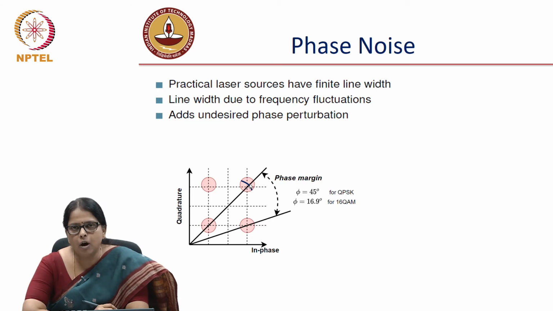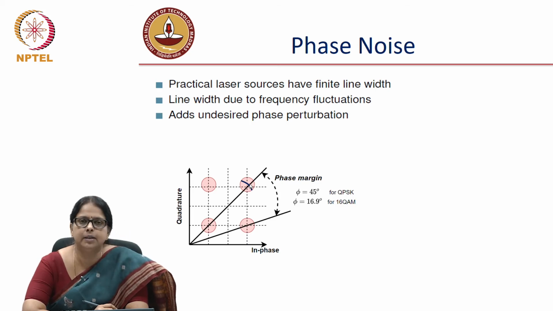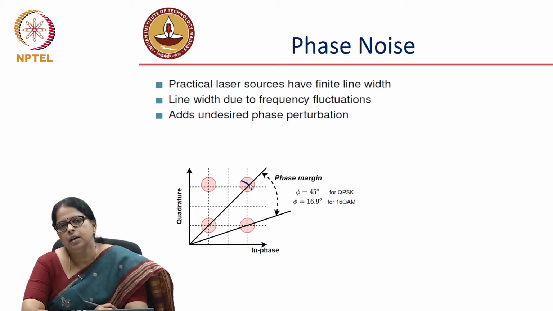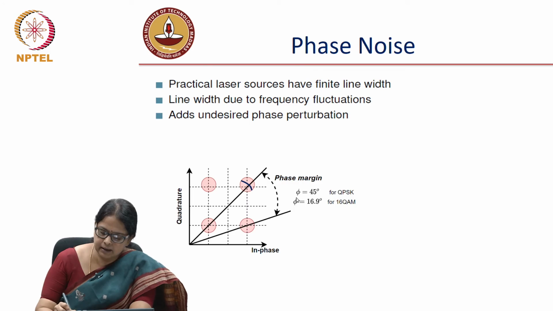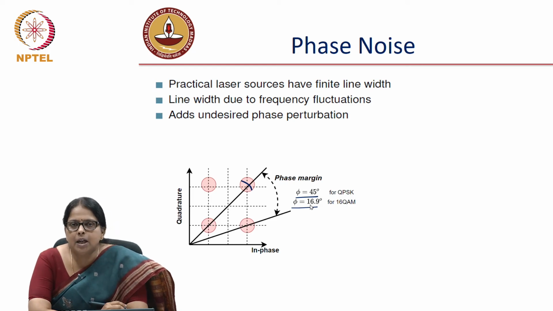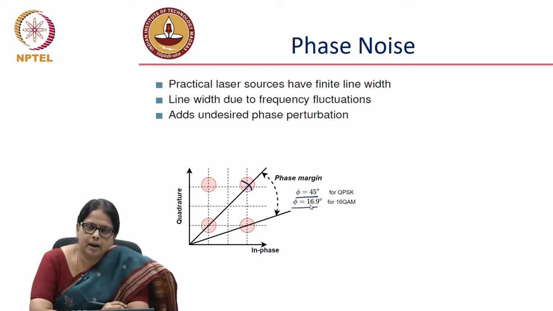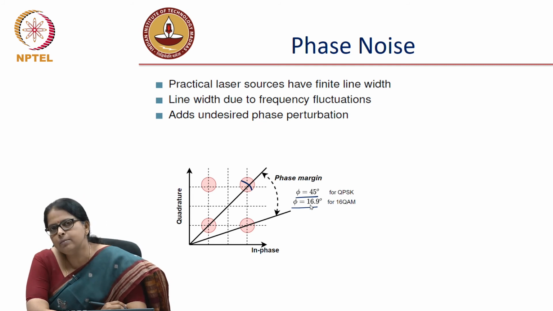And how do you know how much rotation is allowed? That is decided by what is called the phase margin. Phase margin is the minimum angle between the closest constellation points. In case of QPSK constellation, the phase margin is 45 degrees, whereas in case of 16 QAM constellation it is 16.9 degrees, which means that the line width that is tolerated for QPSK constellation may not be tolerated for 16 QAM constellation. So, how does one model the line width?